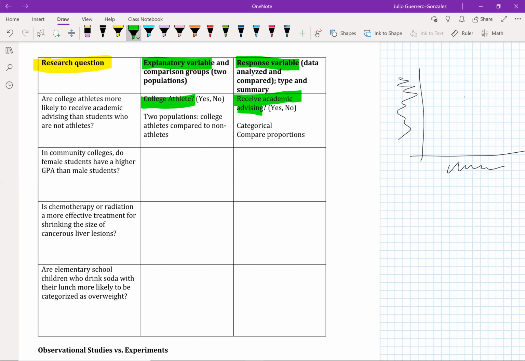So the explanatory variable, it'll split up your population into two, right? College athletes compared to non-college athletes, right? And those will produce categorical variables so that we can compare their percentages. You guys see that?